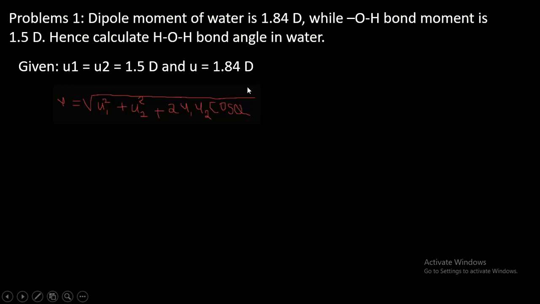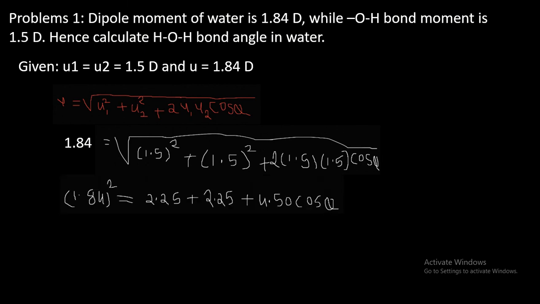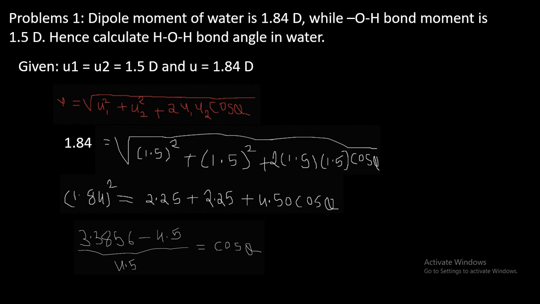So, by using the vectorial formula, u equals under root of u1 square plus u2 square plus twice u1 u2 cos theta. Putting the values of u1 and u2 in this equation, it becomes 1.84 equals under root of 1.5 square plus 1.5 square plus 2 into 1.5 into 1.5 cos theta. Therefore, we easily get the value of cos theta, that is 3.3856 minus 4.5 upon 4.5, and theta by cos inverse is equal to 104.3 degree. Therefore, the bond angle in the water molecule is 104.3 degree.